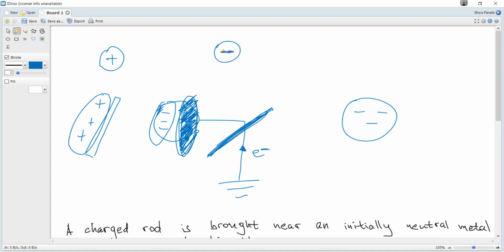So if the rod is positively charged, finally the metal sphere becomes negatively charged. And what about the direction of the current between the sphere and the Earth? You remember that the direction of a current is what? It's opposite to the direction of the electrons. So current is to the Earth. Current. Rod. Sphere.